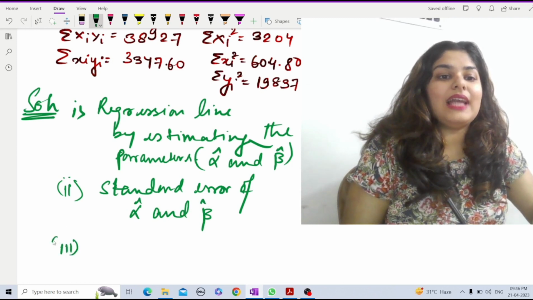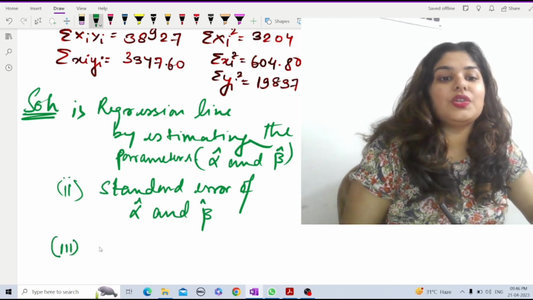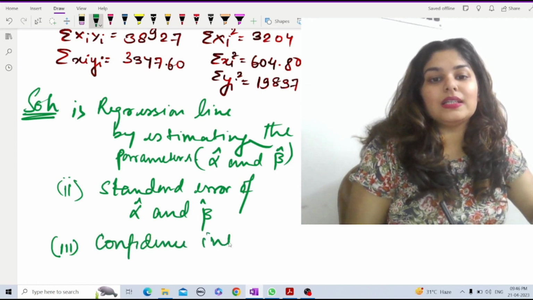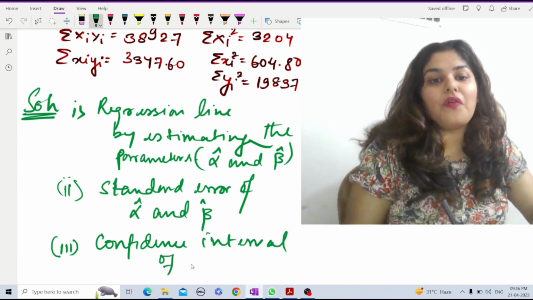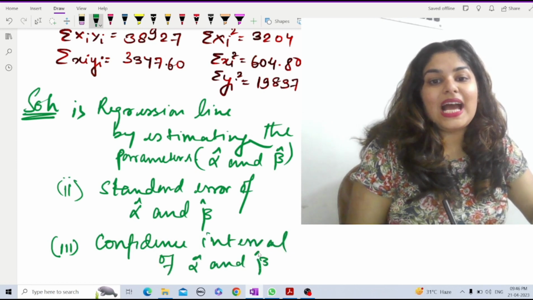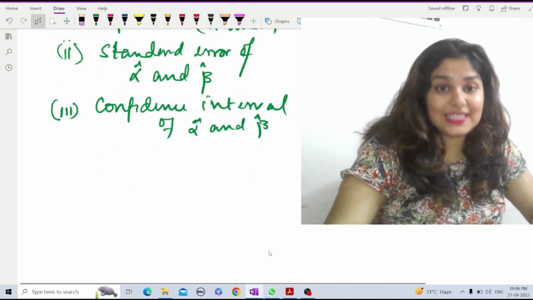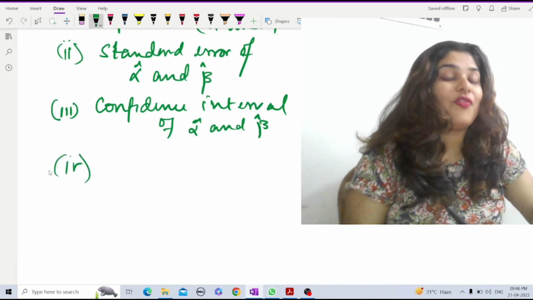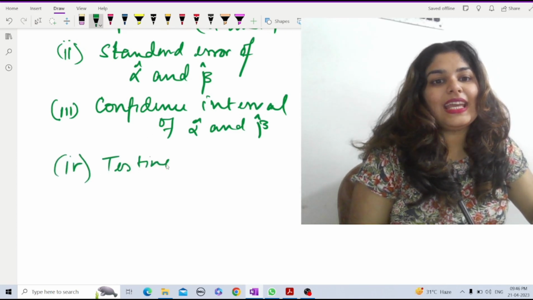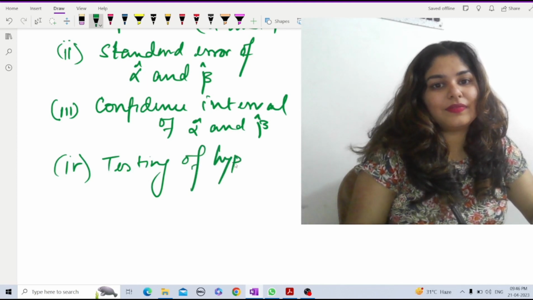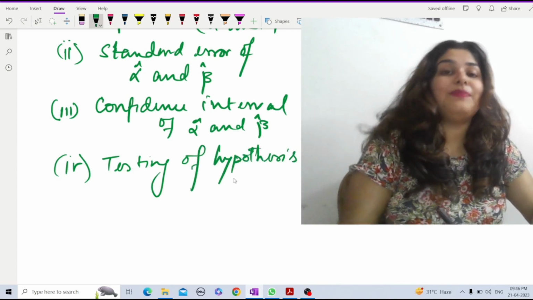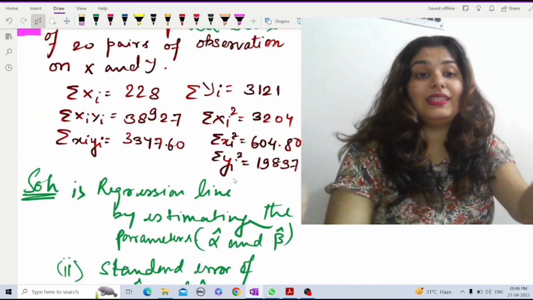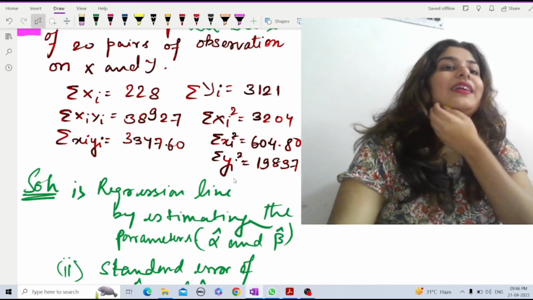And finally, once you have calculated this, you have to build the confidence interval of alpha hat and beta hat. After that, you have to test whether the null hypothesis is to be accepted or not. So that is our fourth step, that is testing of hypothesis. These are the steps that we are going to calculate using the data in front of you. So let us quickly write down the data that we have.